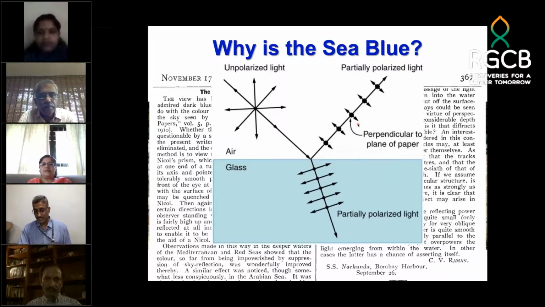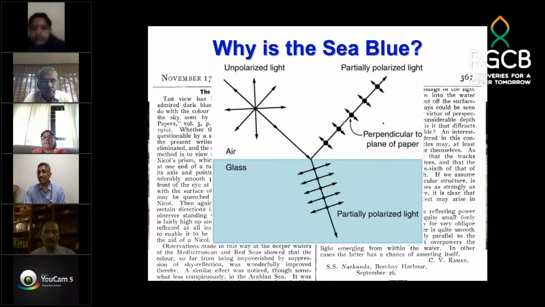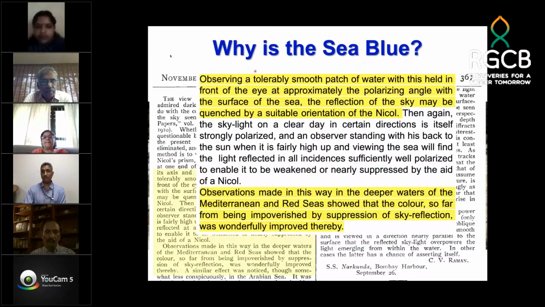So what he did is he used to always carry a nickel prism with him. He started looking at the sea and observing it very carefully. And when he observed with a polarizer, he found that the light never gets cut off. In fact, it gets richer. So this is what he has actually told.